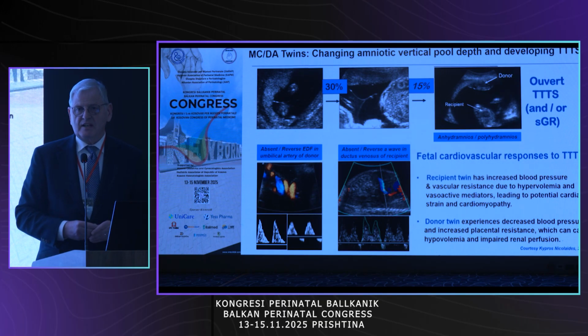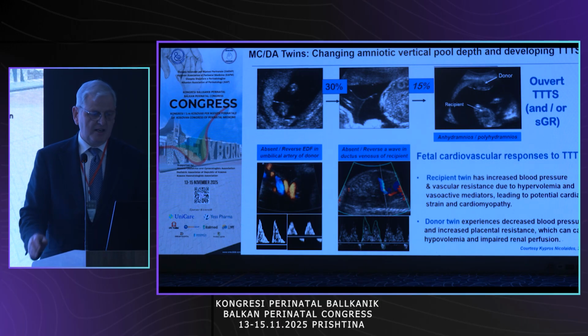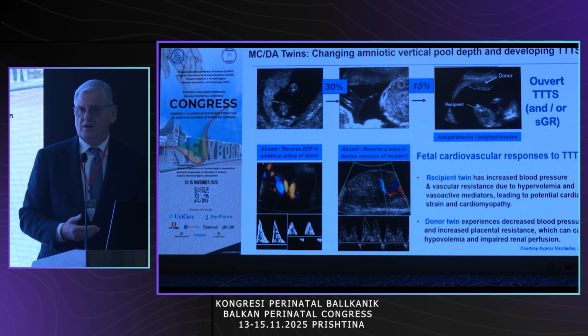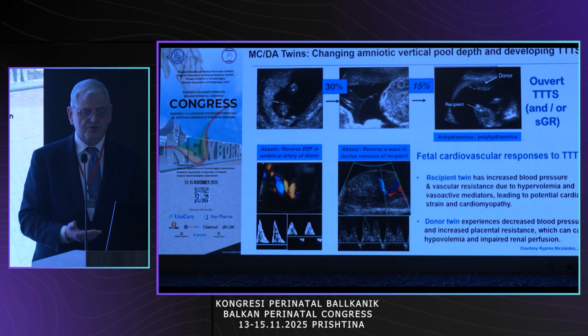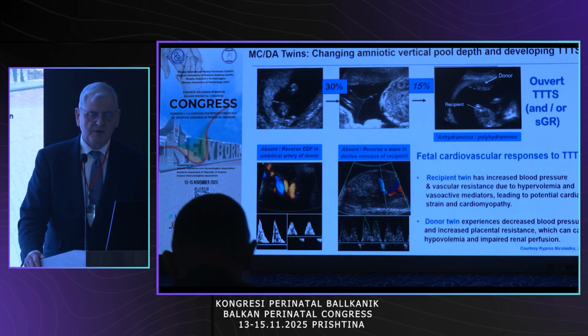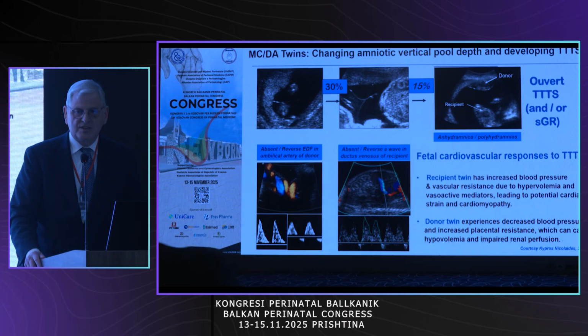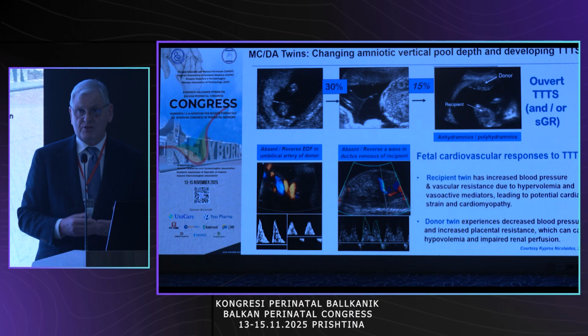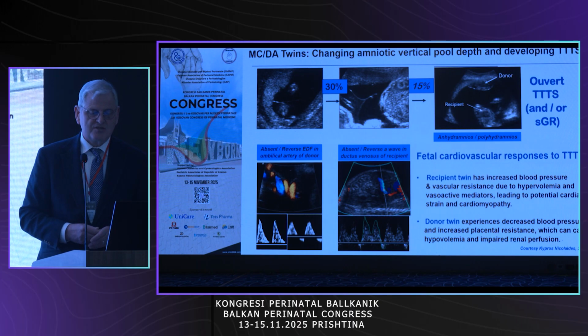Assessment of the fetal cardiovascular response in twin-to-twin transfusion syndrome is very important, by measuring umbilical artery Doppler velocimetry in both twins, but also and especially in the recipient twin, looking for changes in preload and afterload in the heart by measuring ductus venosus velocimetry.